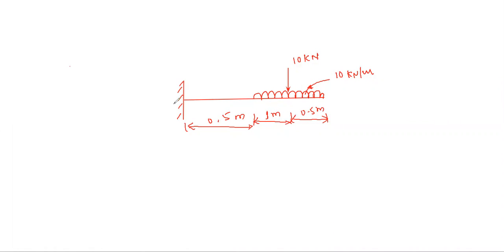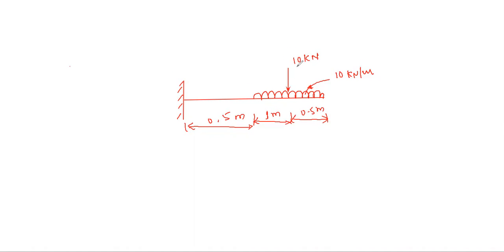Welcome to the class. In the previous class, we discussed a cantilever subjected to point load as well as UDL. In this class, we'll see one more problem, how to approach a cantilever beam subjected to point load and UDL. Here, a cantilever beam of length 2 meters is given, carrying a UDL of intensity 10 kilonewton per meter over a span of 1.5 meters.